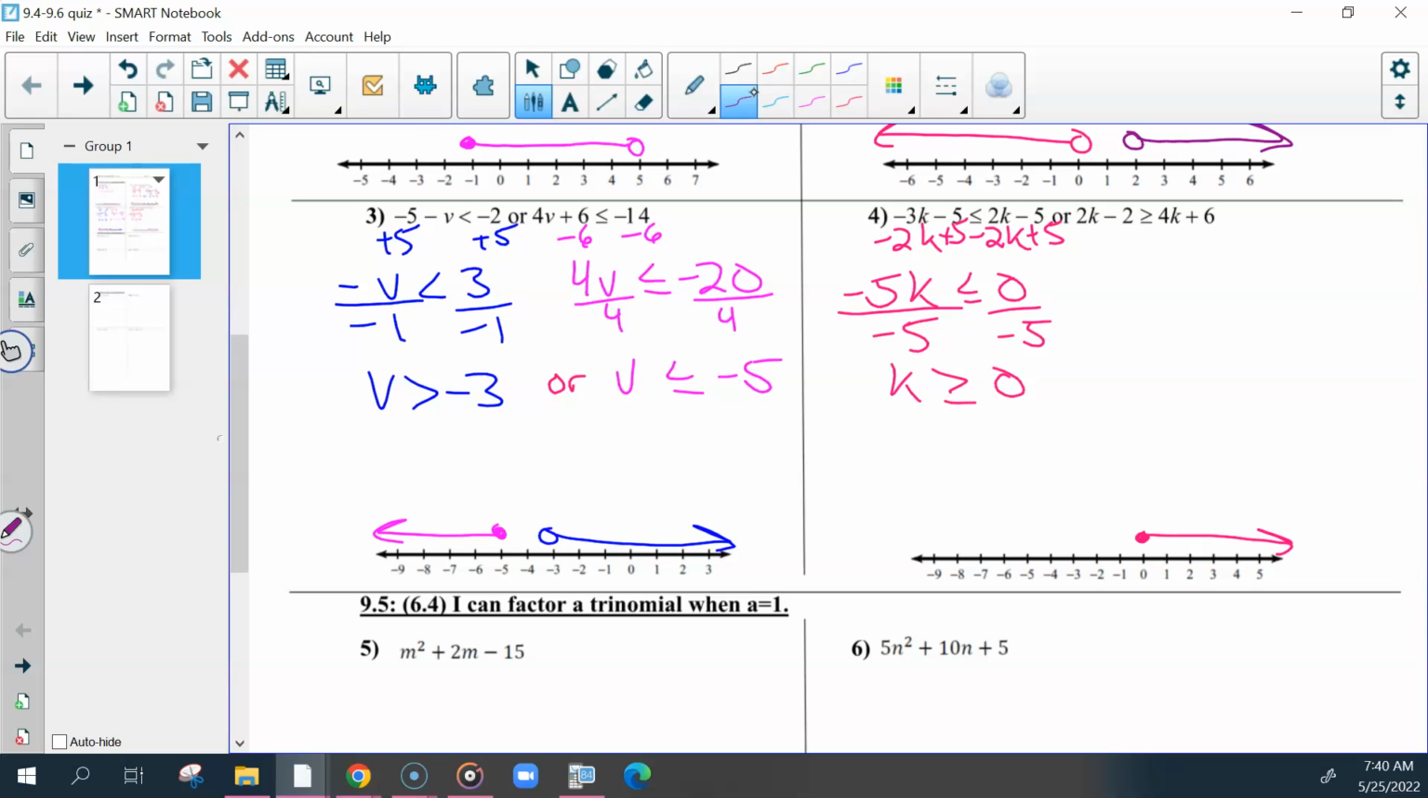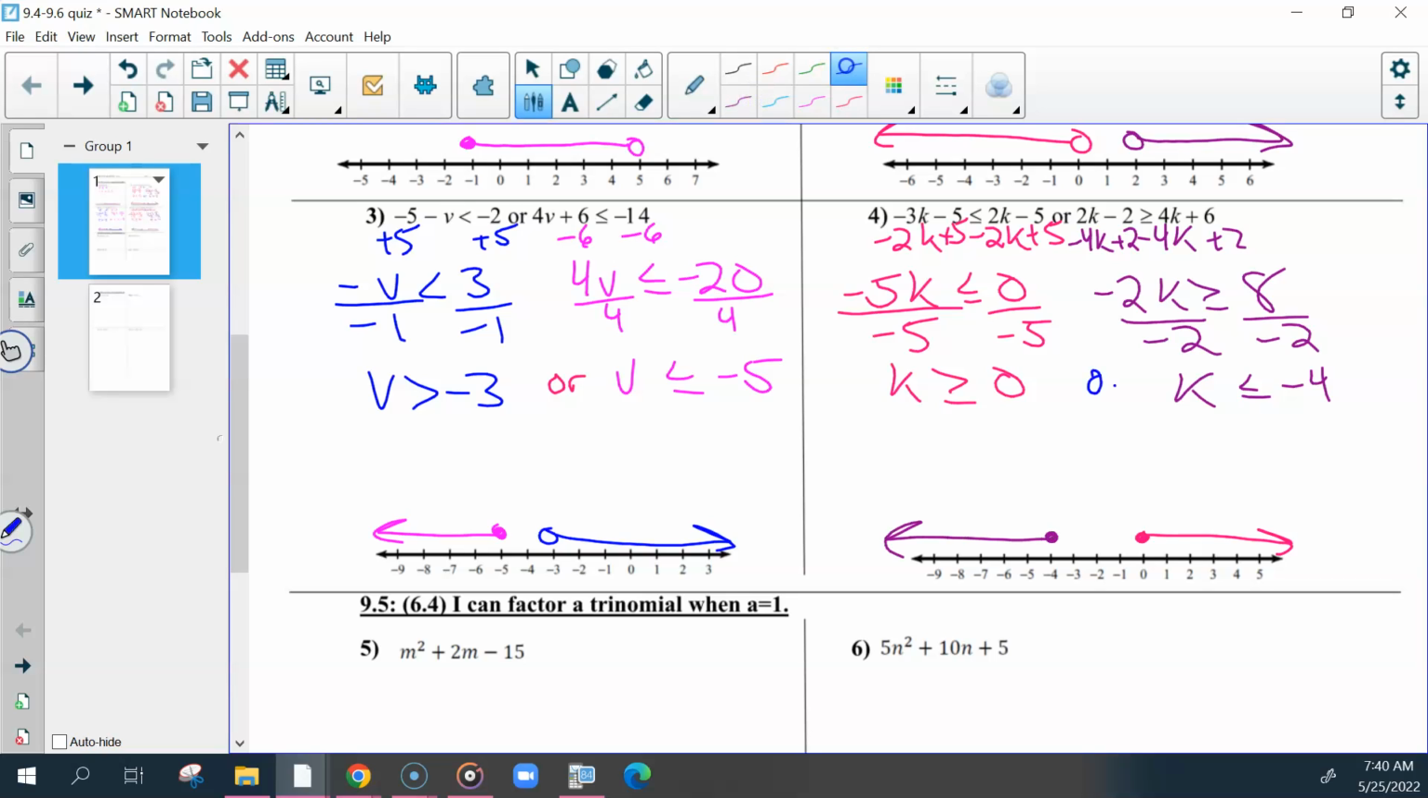And then for the other side, I'm again going to move my variable term to the left. If you did it the opposite way, that's fine. And add 2. So I have negative 2k is greater than or equal to 8. And then divide both sides by negative 2. My sign would again change directions, and it would be less than or equal to negative 4. There would be a closed circle going to the left, and there would be an "or" in between them.